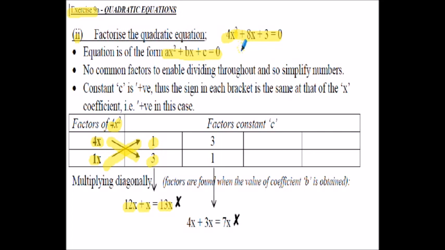Is that the middle term? No, the middle term is plus 8x, so that's not correct. What I could do now is swap the 3 and the 1 around. I could put the 3 on the top line and the 1 on the bottom. And if I cross multiply again, I'll get 4x times 1, so that's plus 4x, and 1x times 3, so that's plus 3x. That gives me 7x. Is that the middle term? No, it's not. So obviously the 4x and the 1x are not the factors I need for the 4x squared term.